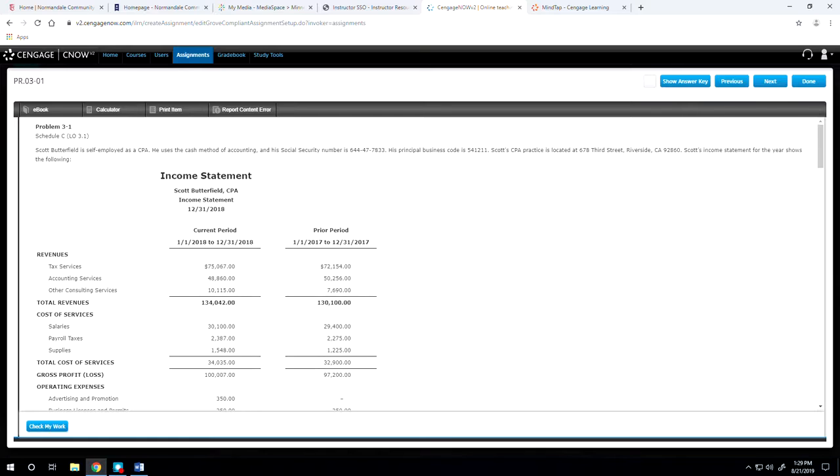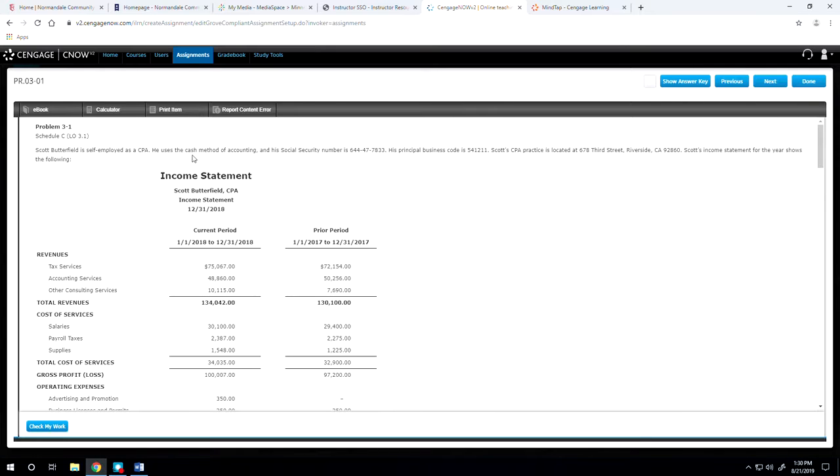Okay, so here's an income statement. Scott Butterfield, he happens to be a CPA, which is so cool. Here is his current period income statement. Hopefully all of you have already taken financial accounting, and this looks super familiar to you. Here's his prior period, which is the previous year, 2017. We're not going to use any of these prior period numbers, but they're there so that you can make sure you're using the right numbers, and also for comparison purposes. It's good to have comparative financial statements.